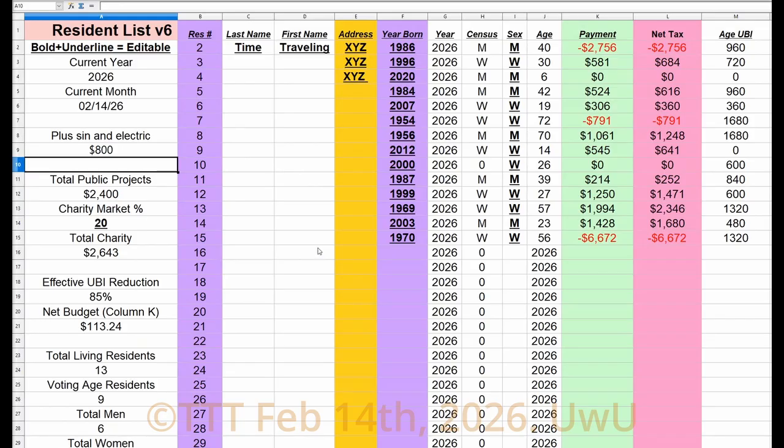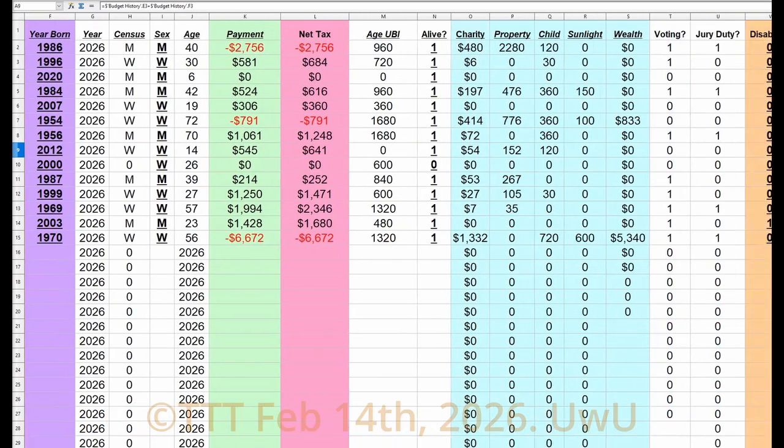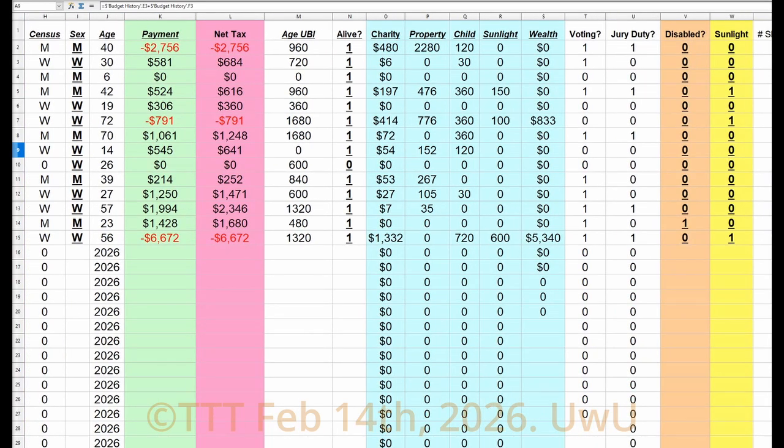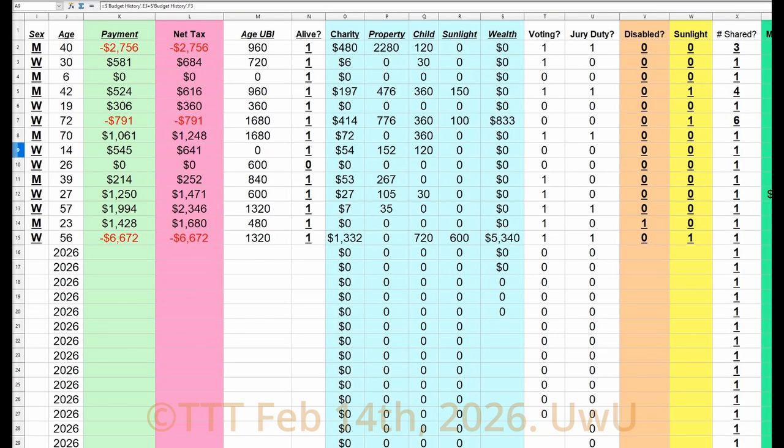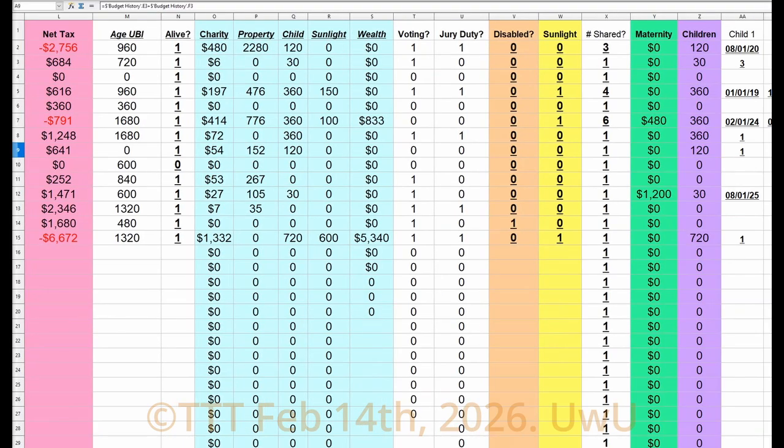And then, what else? I have arsen and electric right here from a different spreadsheet. That's hard to calculate those two because you need a meter for electric, and then sin is point of sale, so it's tricky.